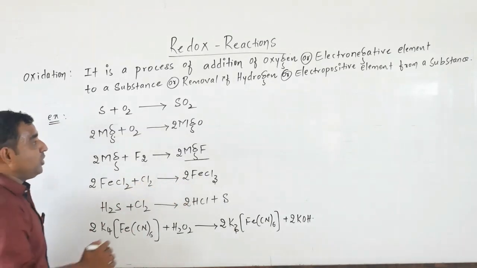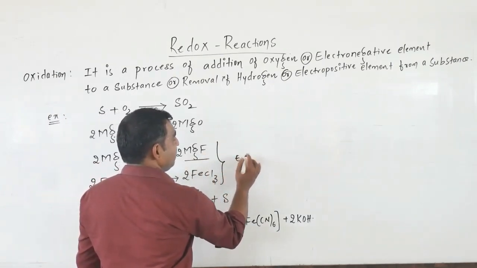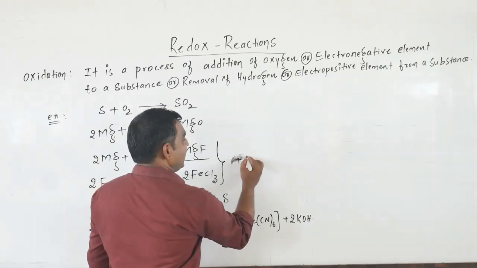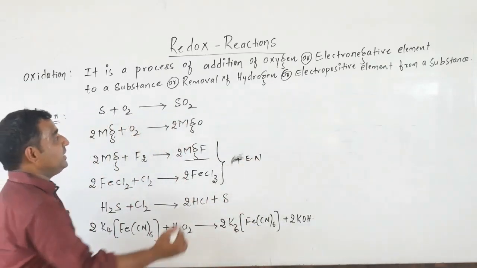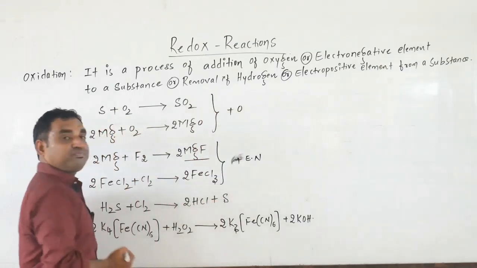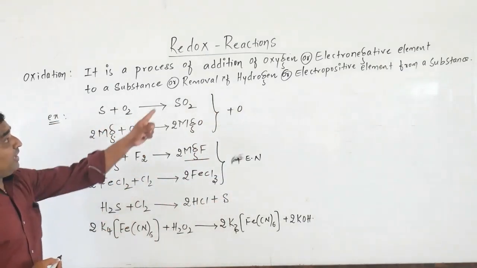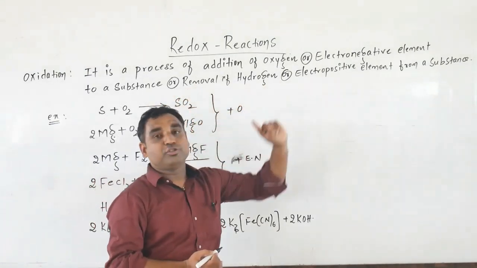So this is about what? This is addition of electronegative element. Here these two examples refer to the addition of oxygen. So now one more you can take, the removal of hydrogen or electropositive element.